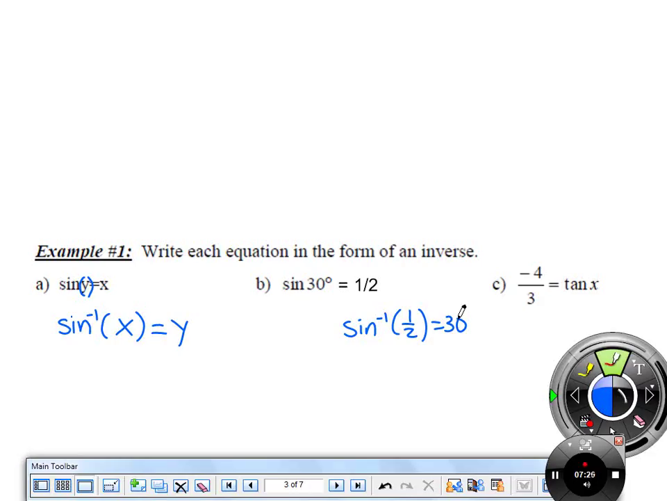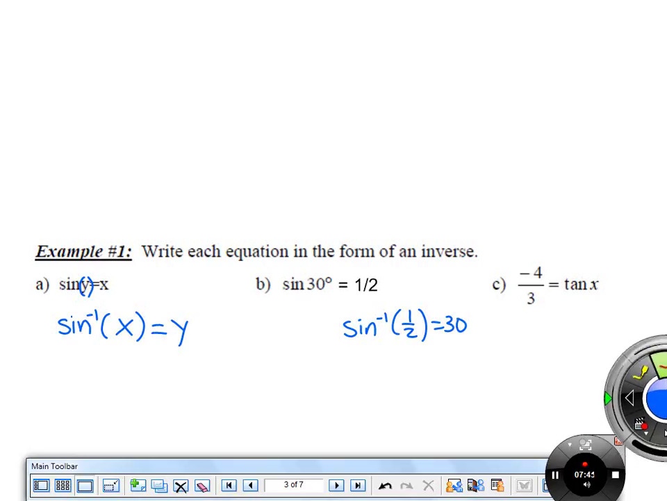So when you see the little inverse sign, know, oh, they're giving me the coordinate information, and I'm supposed to go find the angle. Okay, so the answer to the inverse is the angle measurement. Before that, we were being given the angle, and we were finding the coordinate. So like this one, we would say the inverse tangent of -4/3 equals x.